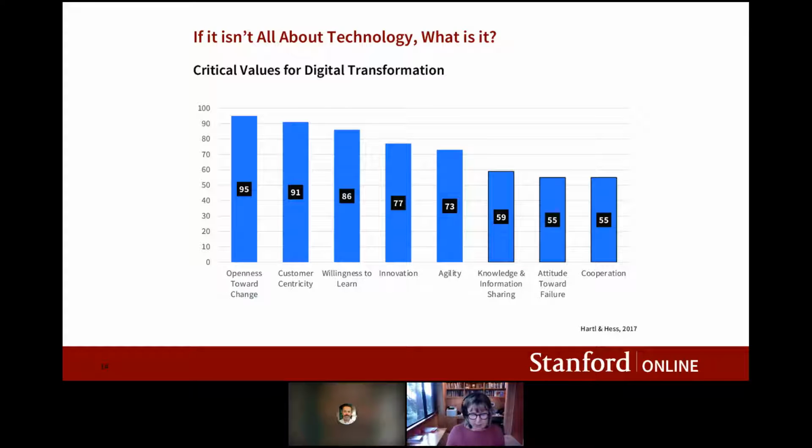And what they did was they asked them, what are the factors that are necessary that really lay the groundwork for digital transformation? And the numbers that you see on here are the percentage of panelists who selected this item as one of the top 10 choices that they made. So as you can see, if we look through this, it's openness toward change, being customer-centric, willingness to learn, innovation, being agile, sharing knowledge, having a positive attitude toward failure, and also cooperating with one another. What underpins a lot of this is this willingness to learn, this agility, and ability to innovate rapidly.